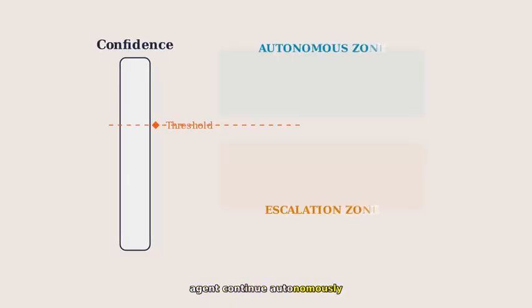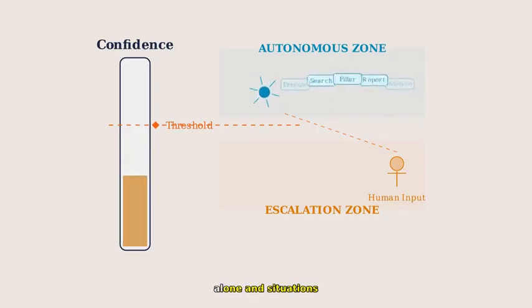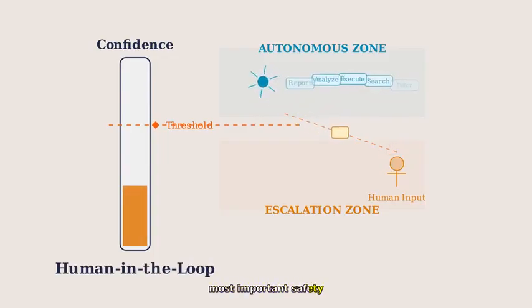Uncertainty thresholds address a different scenario. Not, is the task complete, but should the agent continue autonomously or ask for human input? A well-designed agent distinguishes between situations where it has sufficient confidence to act alone and situations where critical information is missing or the stakes are high enough to warrant human review before proceeding. This is called a human-in-the-loop condition, and building these into agent designs is one of the most important safety practices in agentic AI.